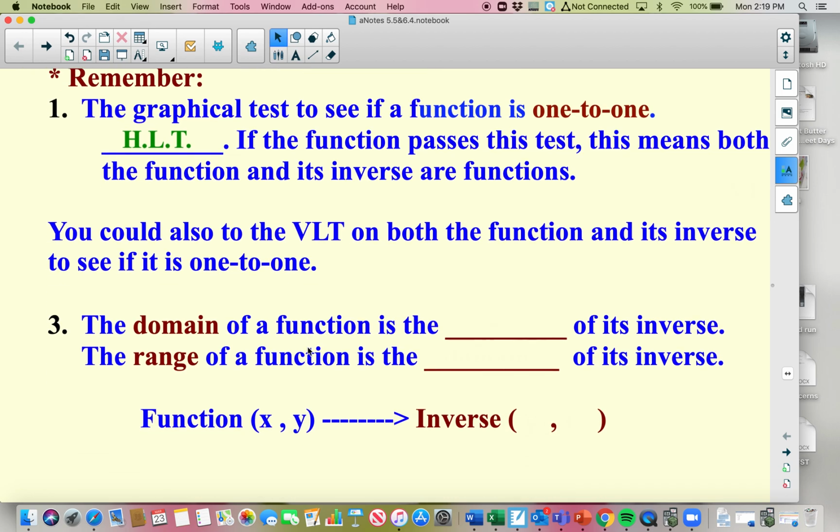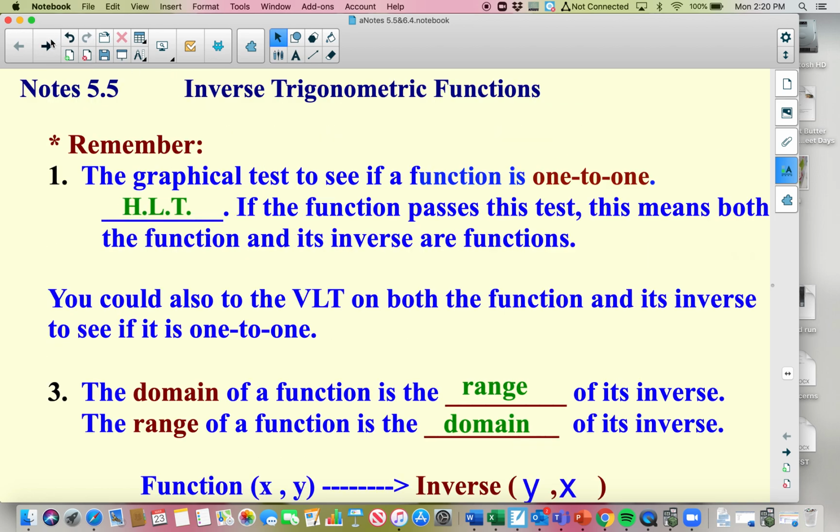Something else you should know, I guess I skipped number 2. Number 3 is the domain of a function is going to be the range of the inverse, and the range of a function is going to be the domain of its inverse. In other words, if you have a function that's xy, its inverse is yx. That's why the domain and range are completely inversed of one another when you compare the function versus its inverse. I'm guessing you probably recall most of that.